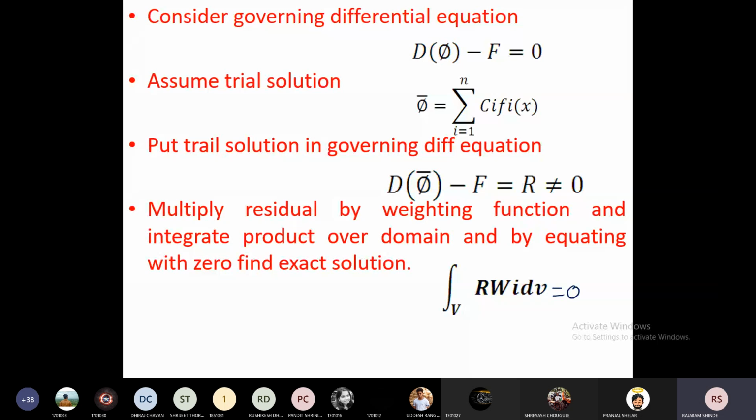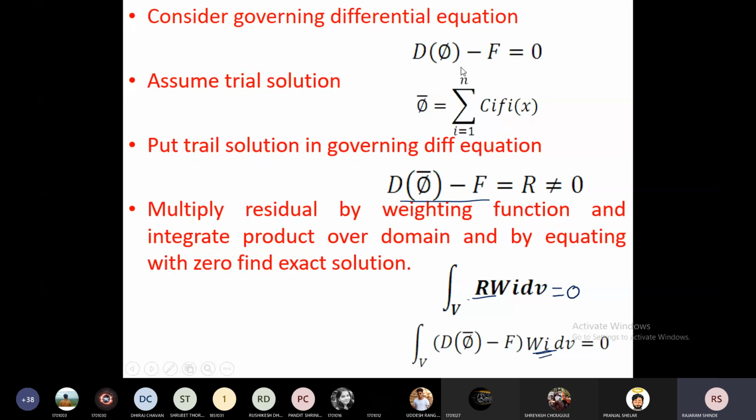Now here R we have calculated by putting the trial solution in the differential equation. Then you will get d phi bar minus f. This is your R, and R we have calculated here. And the weighting function, we have not got yet. Now this equated with 0 will give the exact solution. You have to remember these steps again.